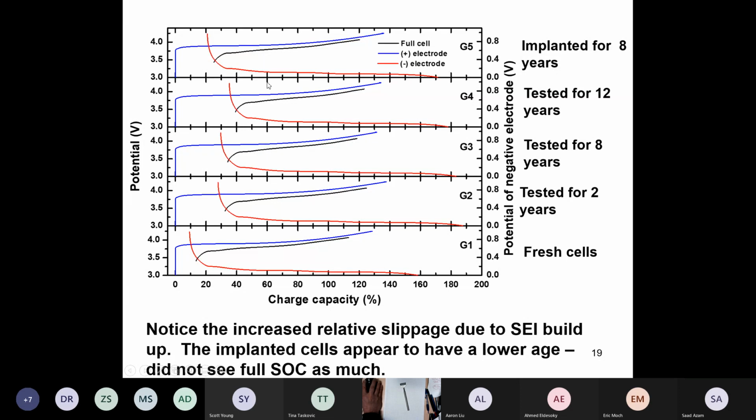All right, so then what you want to do is look at the active masses of the electrodes and compare the amount of inventory loss that you got. The difference between this and this is the inventory loss that took place over 12 years, and compare that to the capacity loss in the cell.